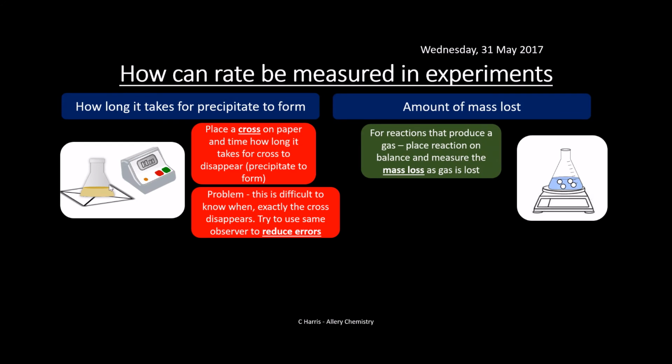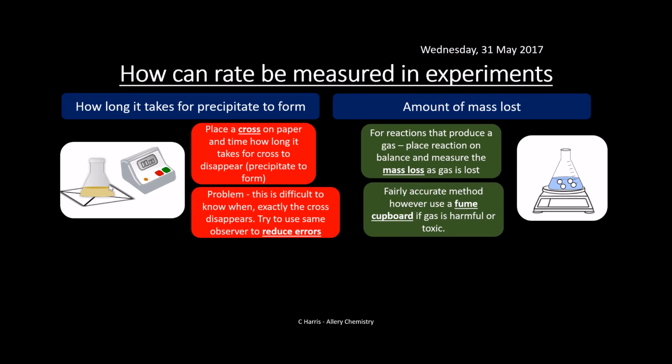Another one is the amount of mass lost as well. So for reactions that produce gases, this is ideal. Basically, we put the reaction on a top pan balance and we measure the mass loss over time. Now, it's a fairly accurate method, but if the gas produced is toxic, you've got to do it in a fume cupboard, so you've got to be careful with that.